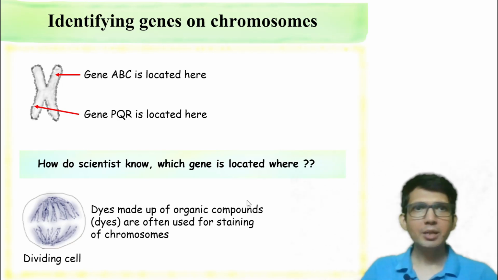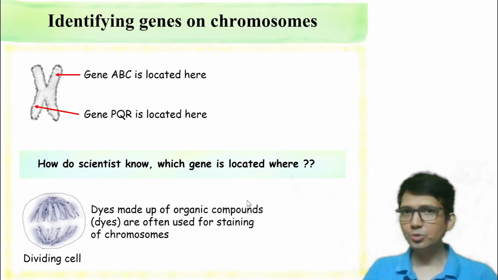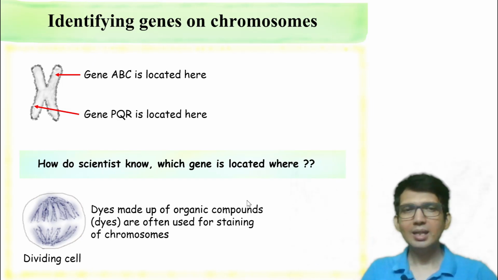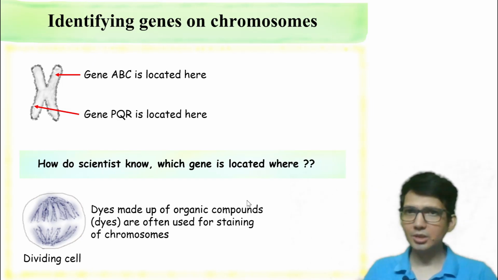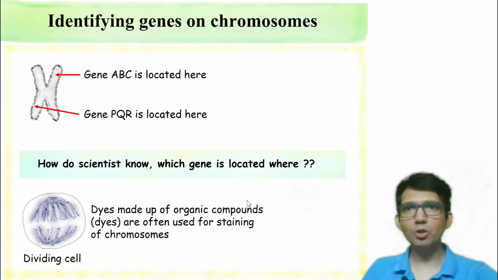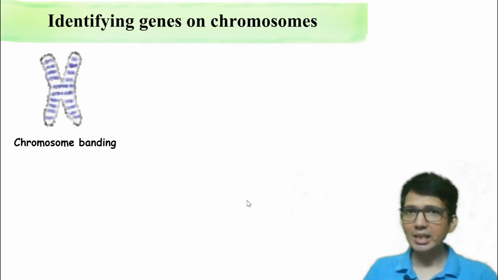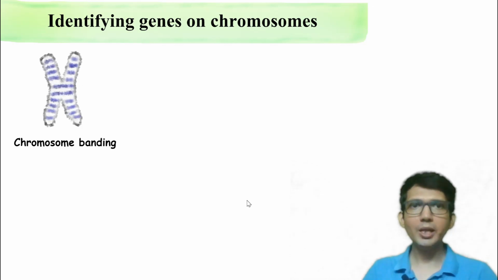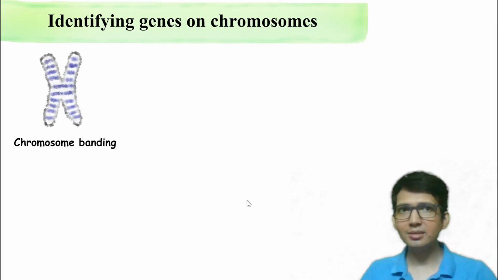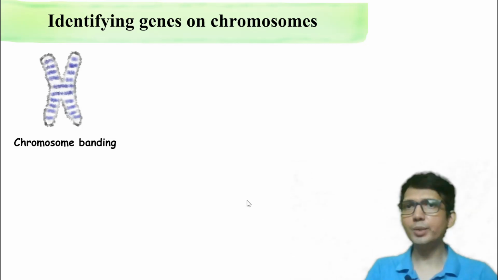Dyes made up of different organic compounds were widely used for the staining of chromosomes. This allowed scientists to study mitosis and meiosis. By the 1970s, scientists were using dyes that stain the chromosome into dark and light bands. This technique was known as chromosome banding.